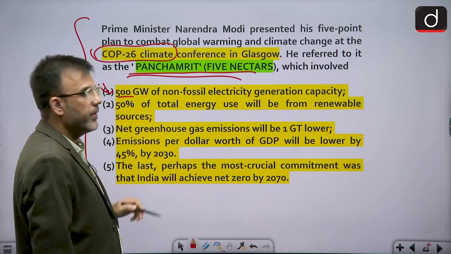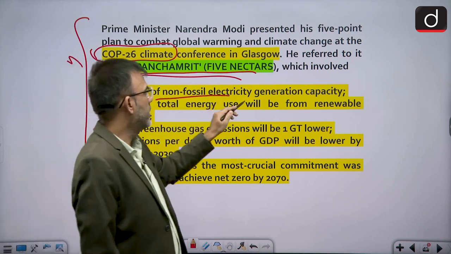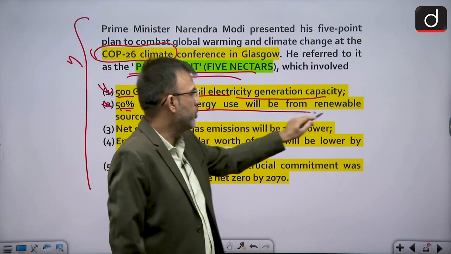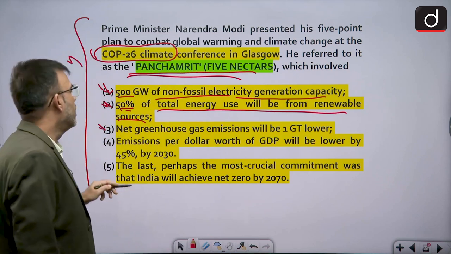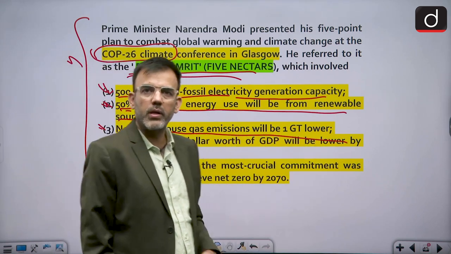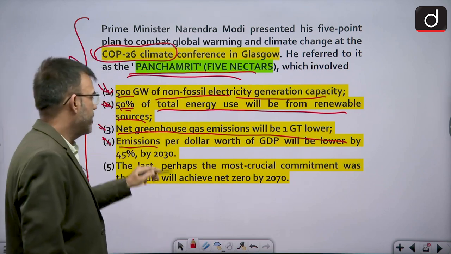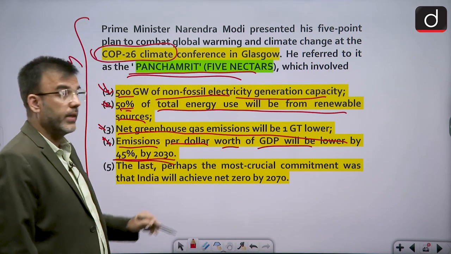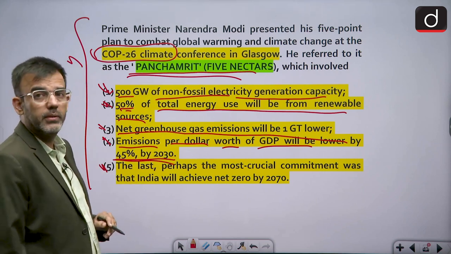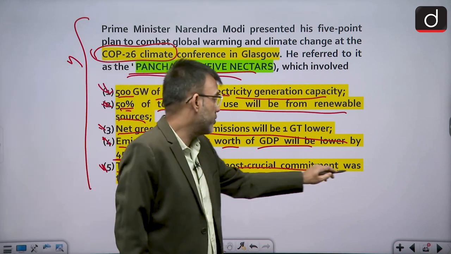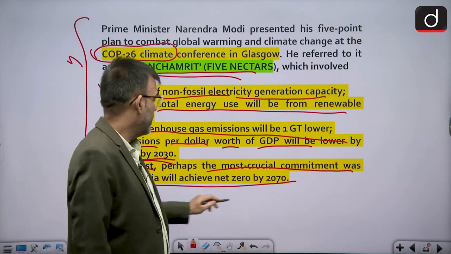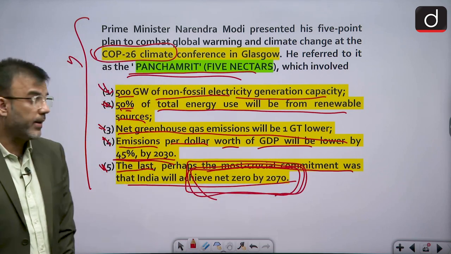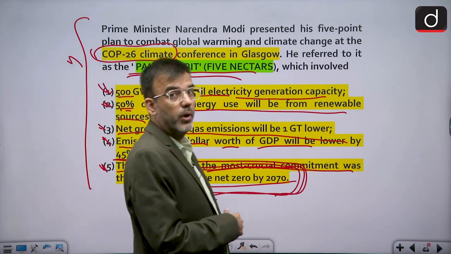First one, 500 gigawatt of non-fossil electricity generation capacity. Second, 50% of total energy use will come from renewable sources. Third, net greenhouse gas emissions will be 1 gigaton or lower. Fourth, emissions per dollar worth of GDP will be lower by 45% by the year 2030. And the last Panchamrit, or 5 nectar principle, perhaps the most crucial commitment, was that India will achieve net zero by 2070. The most ambitious thing which we have pledged, that India will become a net zero emitter by 2070.